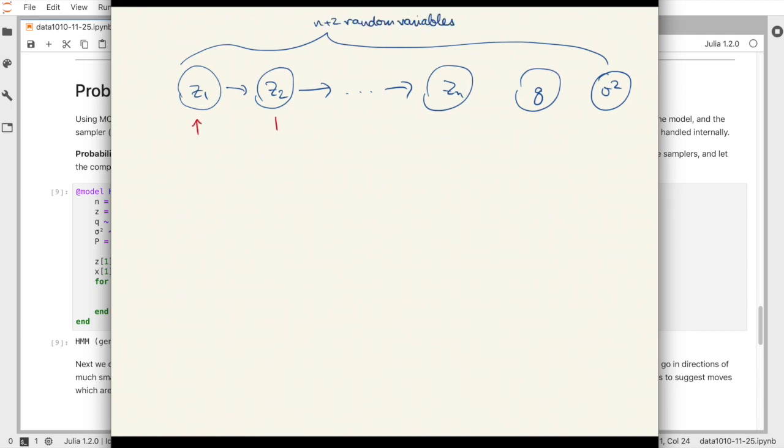So we go through and propose flipping each bit, and we propose some change to Q and some change to sigma squared, and then make another pass through.